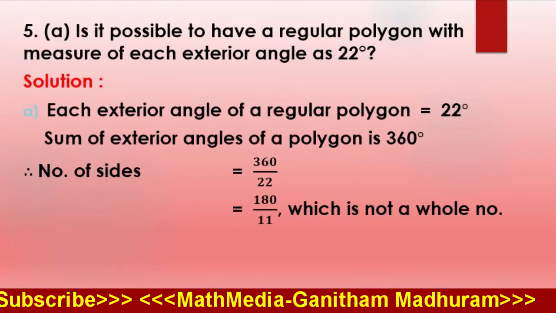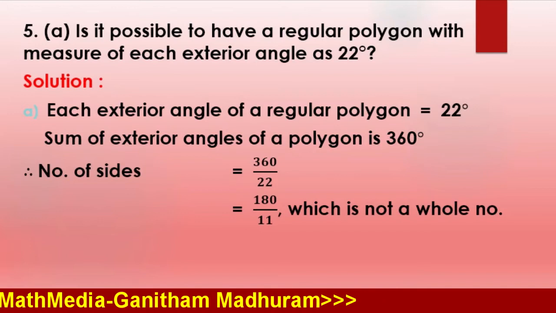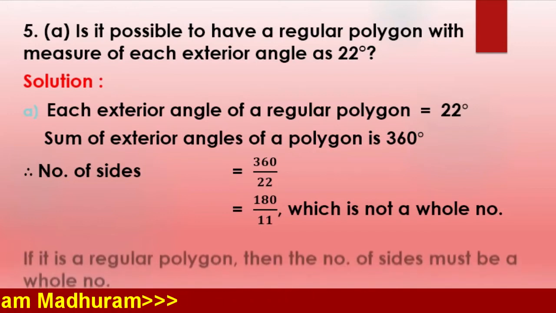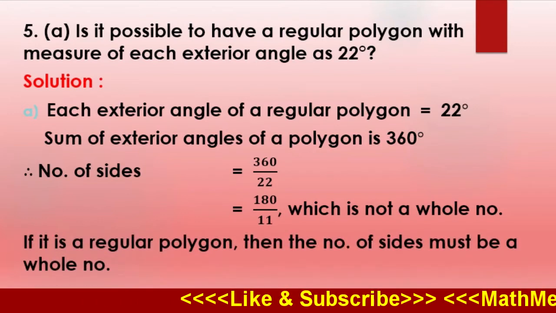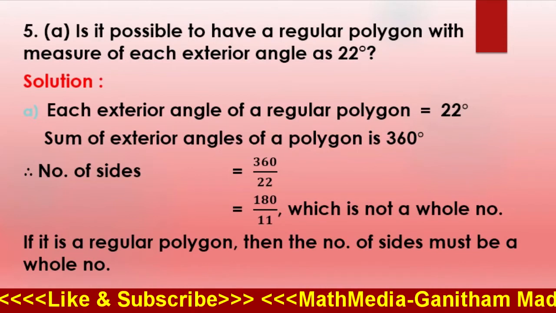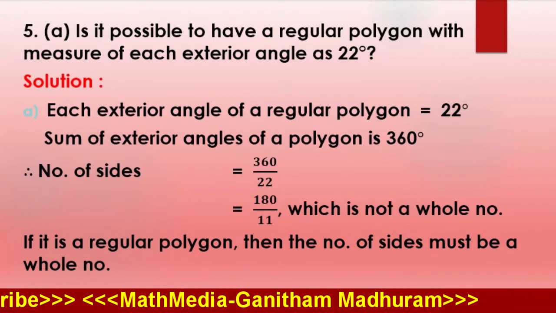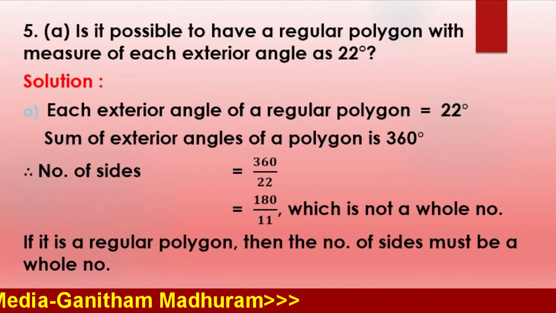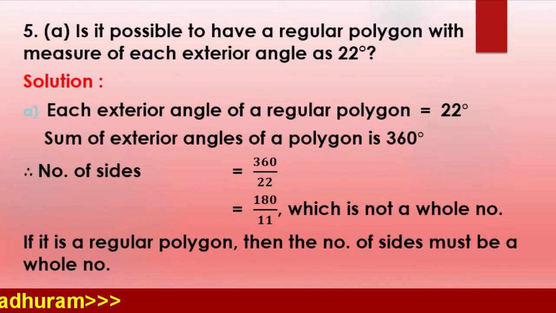That is, if it is a regular polygon, then the number of sides must be a whole number. But here we are not getting a whole number. Hence, 22 degree cannot be an exterior angle of a regular polygon. Is it clear?